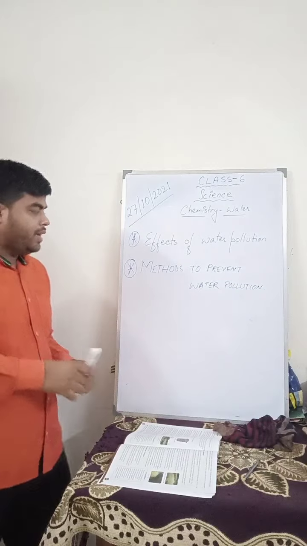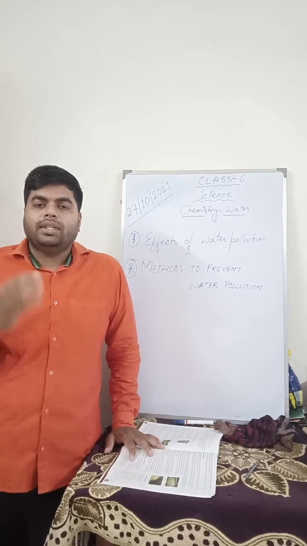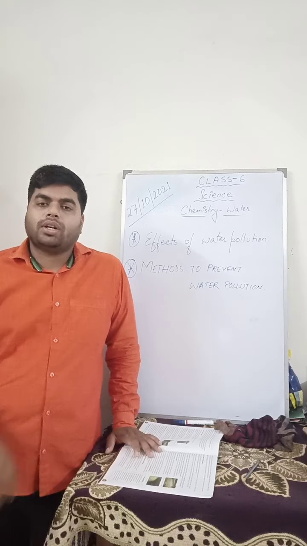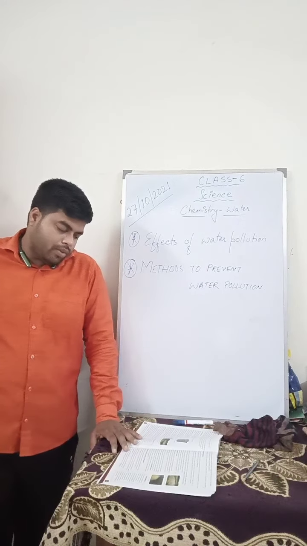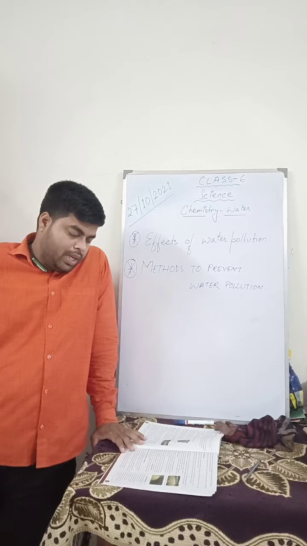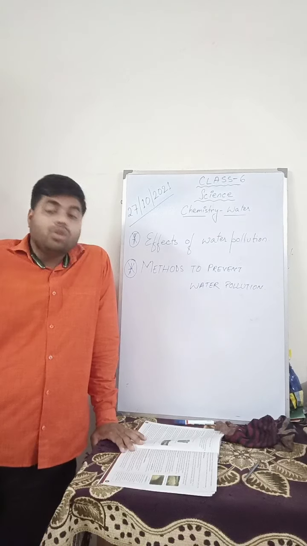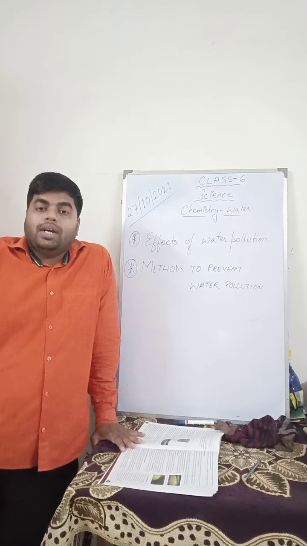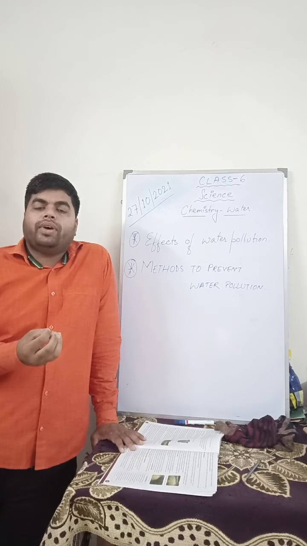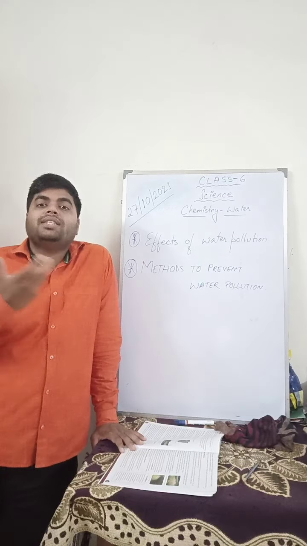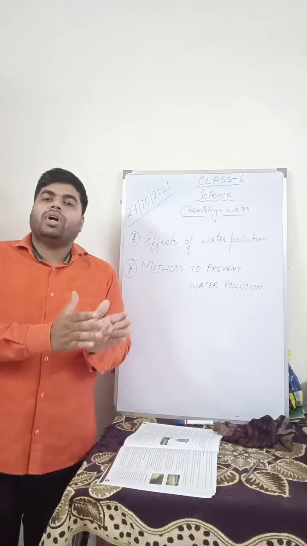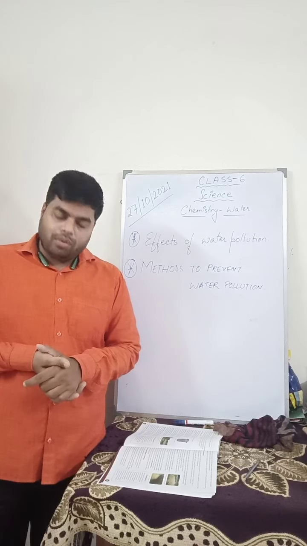Methods to prevent water pollution. What are the ways that we should follow so that there is no water pollution and the water does not get contaminated? Prevention of water pollution includes conservation of the water that is available for the ever increasing human population. We should prevent water pollution so that the amount of fresh water required by the increasing population day by day can be met. That means they get enough water so that they can use it for their own purposes.